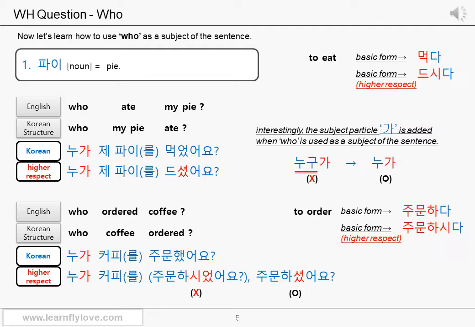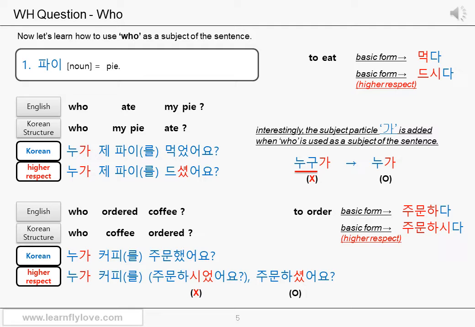누구가 is not correct. Unfortunately, when 누구 combines with the particle 가, the 구 sound in the middle disappears. We believe that it's mainly because 구 and 가 have similar sounds, so that one of them disappears to sound simpler. That's the best guess we can think of. So 누가 is correct. 누구가 is wrong, okay?